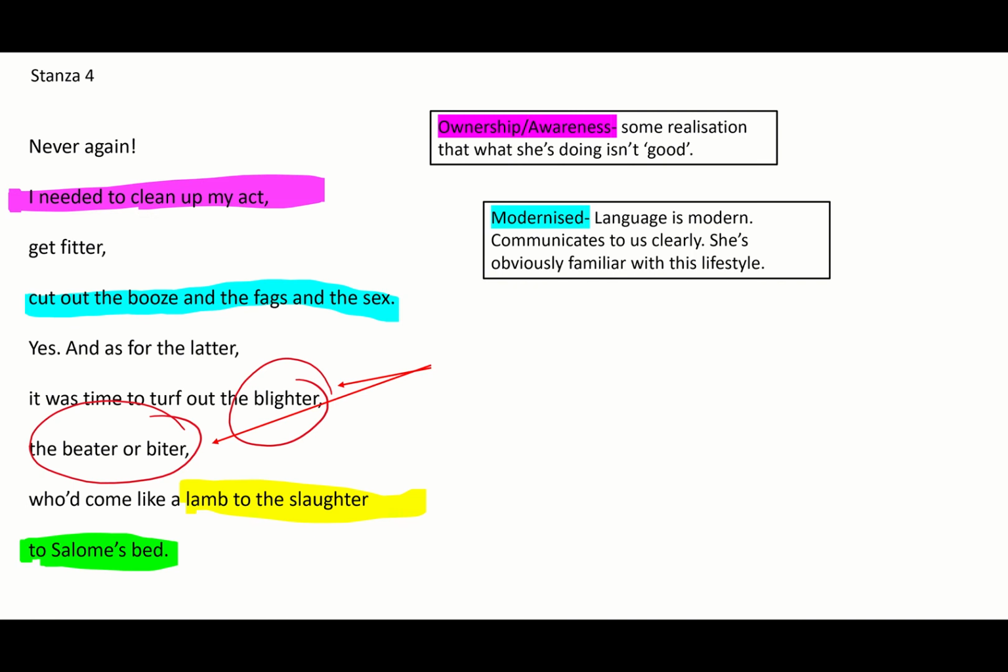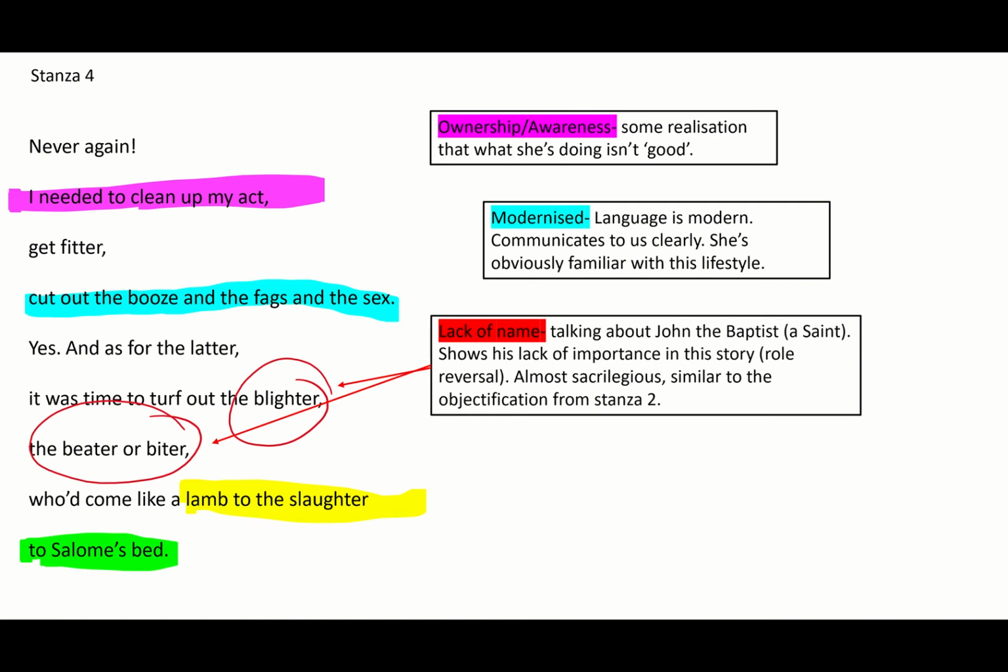Fags meaning cigarettes, right? That's old slang for cigarettes. But again, it's modernized language, so it's communicating to us clearly. She's speaking to a modern audience, and she's obviously familiar with this lifestyle. So Carol Ann Duffy's painting this modern picture of a woman who drinks a lot, smokes a lot, has a lot of sex, and pulling up our criticisms of women who do that. So she's drawing attention to how we are critical of women who follow these kind of paths, but much less critical of men.